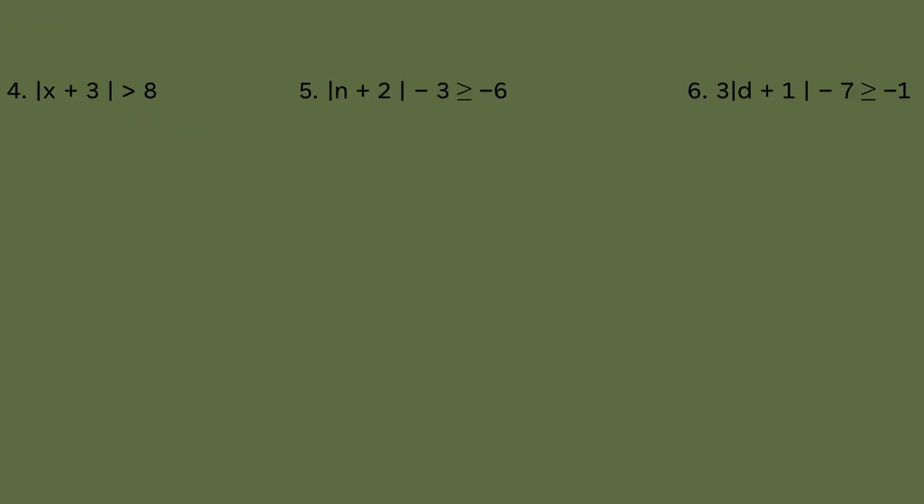All right. Number 4. Is my 8 positive? So that means it's going to be what? Now I know that it's positive. It's going to be or. It's greater than. So I'm going to have X plus 3 is greater than 8, or X plus 3 is less than negative 8.